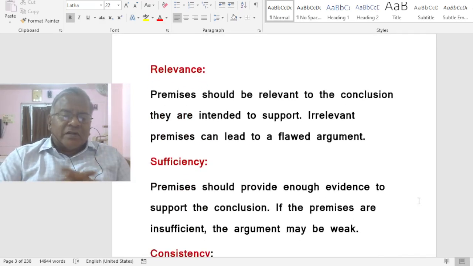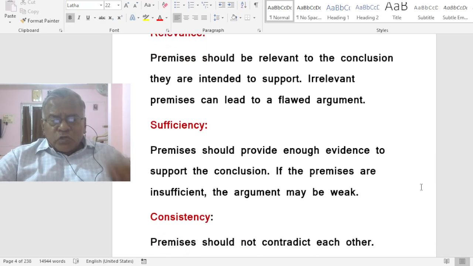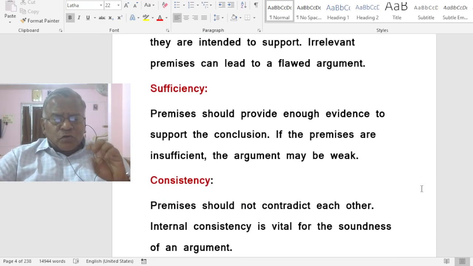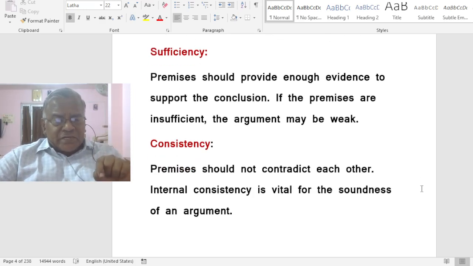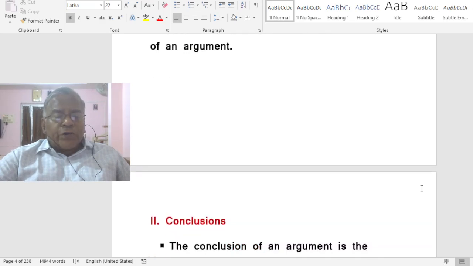Then it should be relevant. Premises should be relevant to the conclusion they are intended to support. Irrelevant premises can lead to a flawed or wrong argument. Then it should be sufficient also. The premises should provide enough evidence to support the conclusion. That is called the sufficiency of the premise. If the premises are insufficient, the argument may be weak. Then the premise should be consistent. Consistency means what? Premises should not contradict each other. Internal consistency is vital, important for the soundness of an argument.